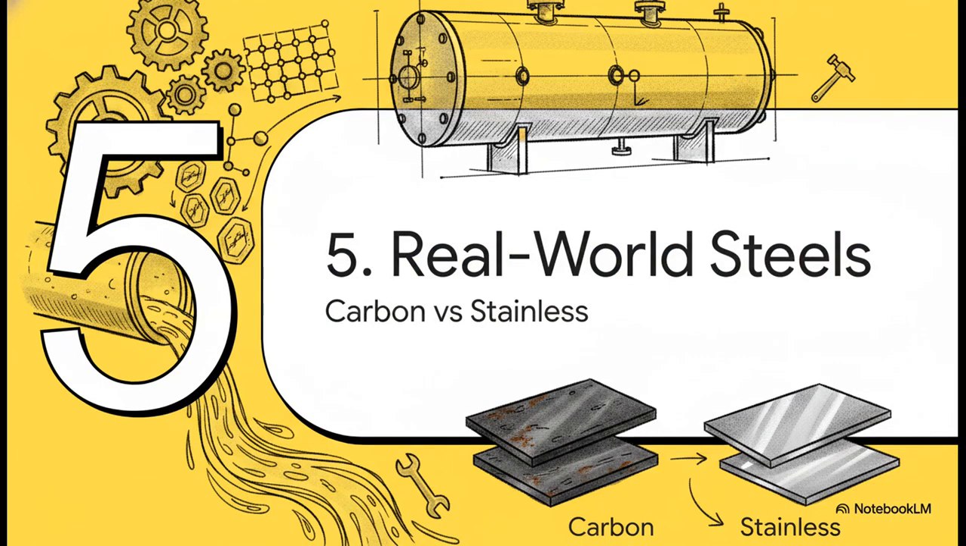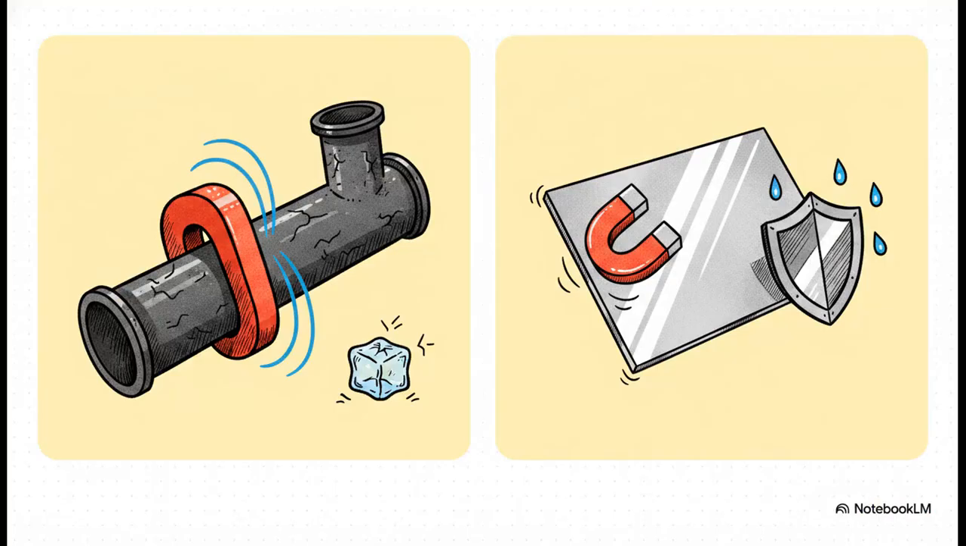Section 5. Carbon versus stainless steel. Let's bring this back to the plant floor and build up our understanding of real-world engineering materials. How do we actually order these things when designing a massive pressure vessel? Well, in the real world of industrial engineering, when a process engineer specifies carbon steel, what you're essentially getting is our ferrite structure. It's strong, it's magnetic, but remember, it can be brittle in the cold.